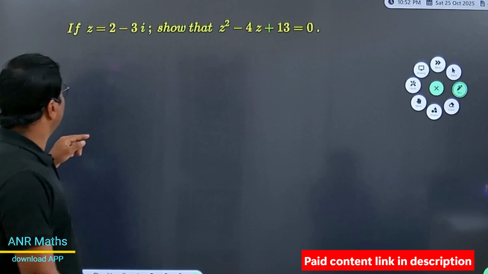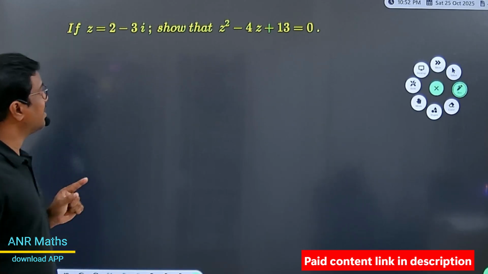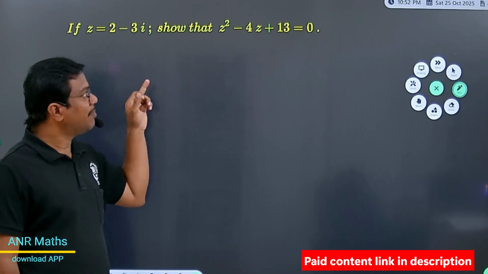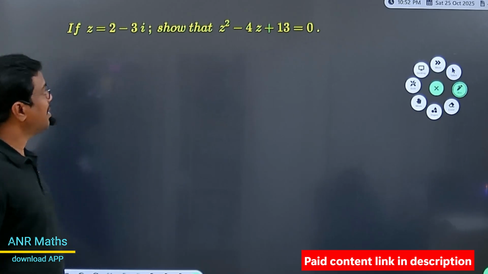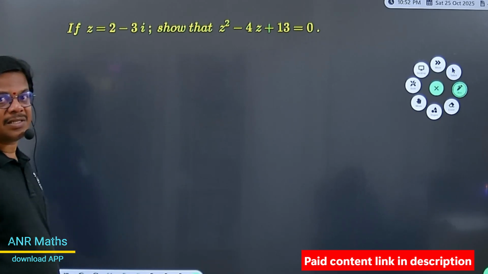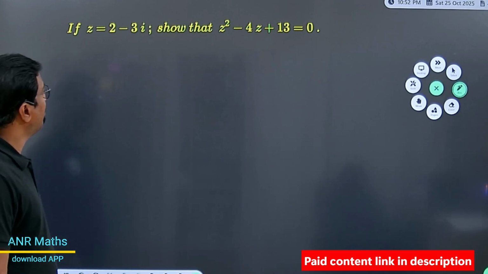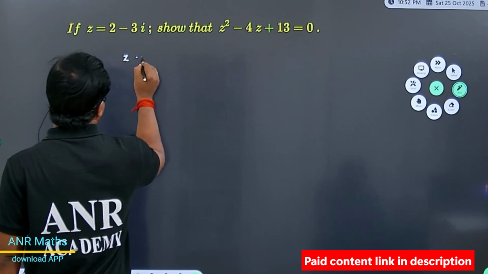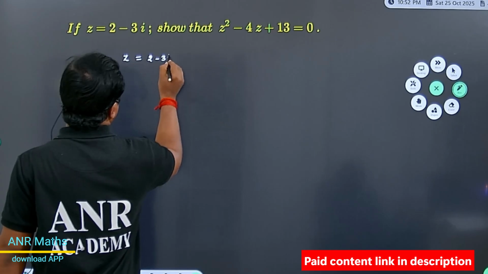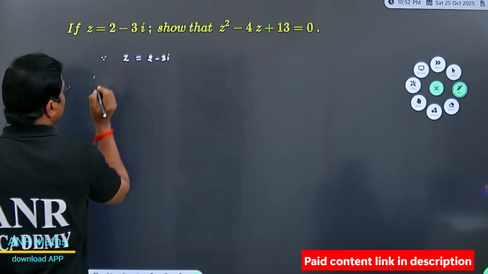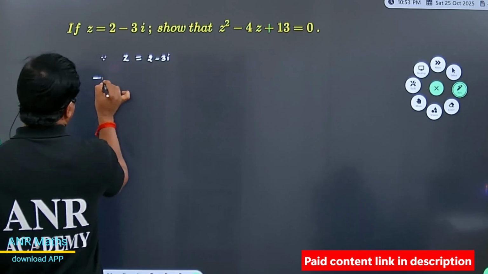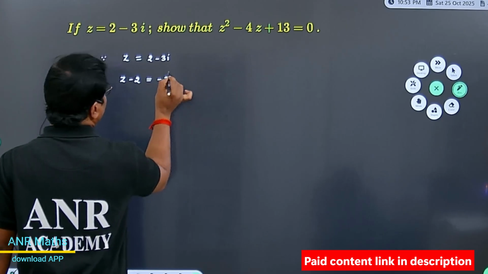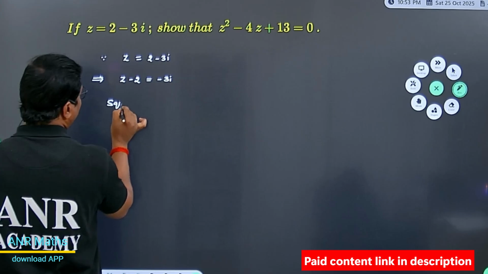Next question, if z equal to 2 minus 3i, show that z square minus 4z plus 13 equal to 0. This is the question. Here, what I am doing, observe. Let us suppose the given z is 2 minus 3i. Since z equal to 2 minus 3i, we can write z minus 2 equal to minus 3i. Next, apply square on both the sides.